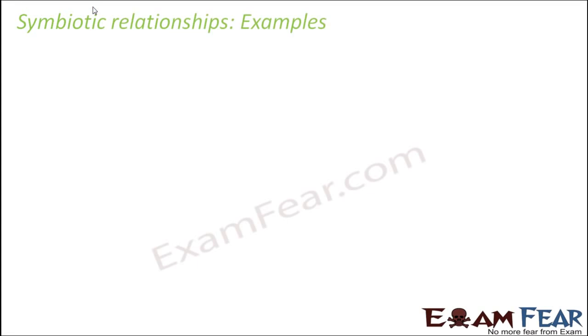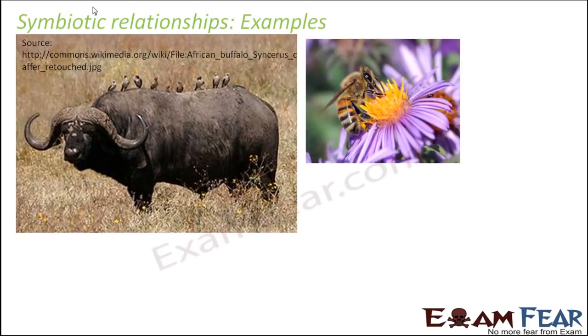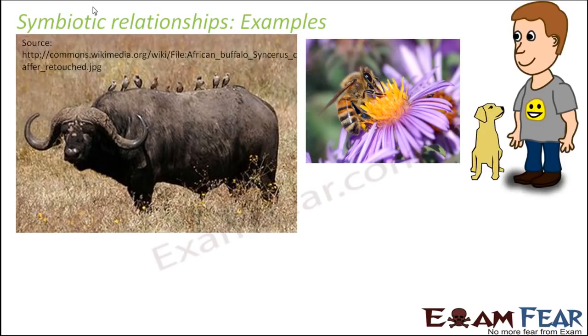Some of the examples of symbiotic relationships are the buffalo with these birds on their back. You will see most of the time the crows sit on the buffalo. Why? Because the crows eat up the insects which are present on the body of the buffalo. So the crow is getting its food and the buffalo is getting benefited because it gets rid of those insects from its skin. The flower and the honeybee. Again, a man and his dog. The dog is getting all the food and whatever it needs from the person, and the person is getting benefited because the dog, being a faithful animal, will protect him.